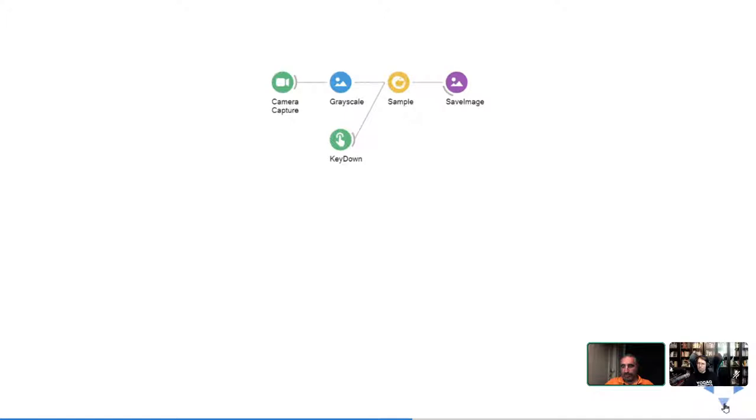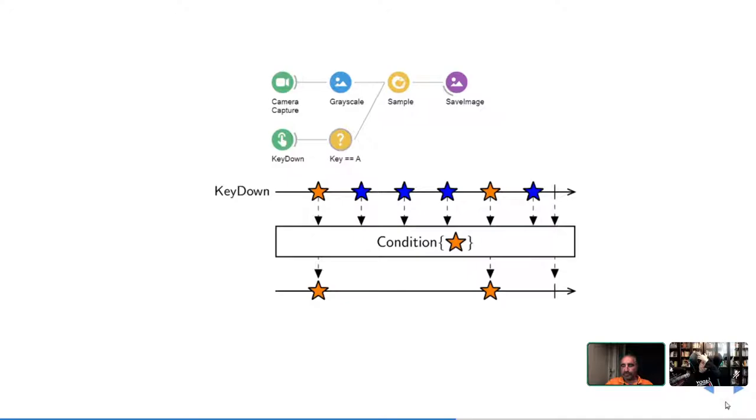So this is the example, and then there's also another subtype of combinator that is a condition that can drop. In this case, only items that are equal to A will pass through this connection, so only when you press the A key are you going to have a sample from the camera capture. And so I think this ends the explanation.